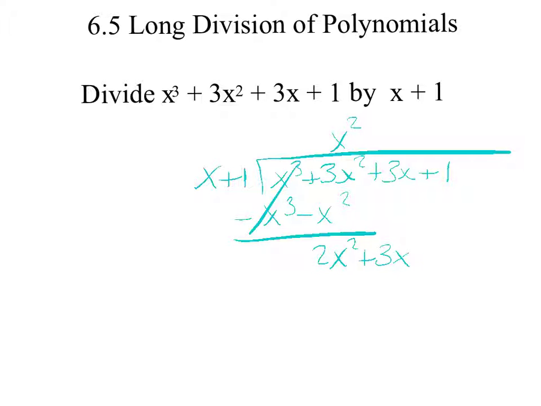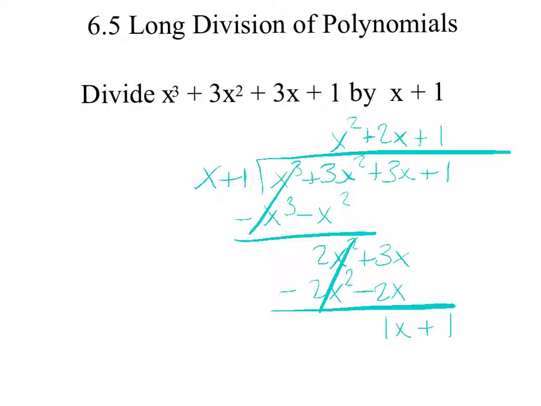And then I keep on going. How do I get x to be 2x squared? I would have to multiply by 2x. So 2x times x is 2x squared, and 2x times 1 is 2x. I subtract, those cancel out, and I get 1x plus 1. How do I turn x into 1x? I'd have to multiply by 1. So 1 times x plus 1 is x plus 1. I subtract, those cancel out, so there's no remainder. Now that's long division of polynomials.